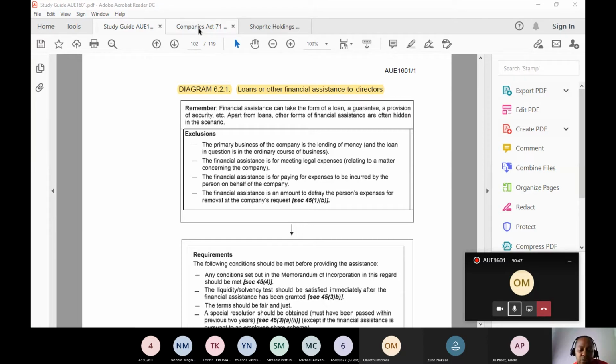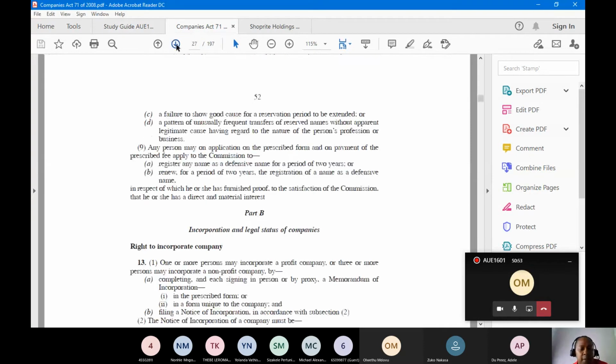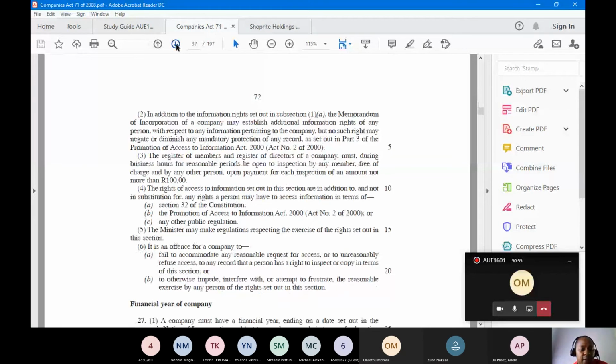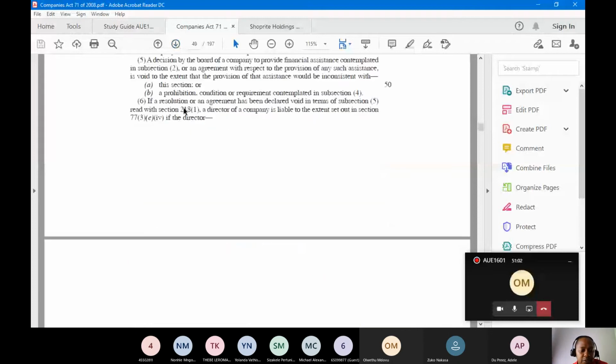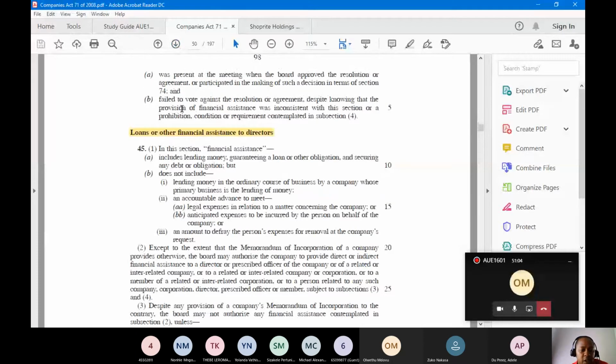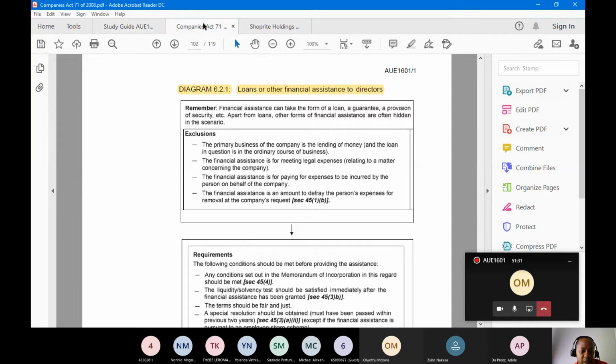And as an example, let us go to that section in the Companies Act. Section 45(1)(b). Okay, so section 45, which is loans or other financial assistance to directors, it says here in this section, financial assistance does not include lending money in the ordinary course of business by a company whose primary business is the lending of money. So this talks to the first point.